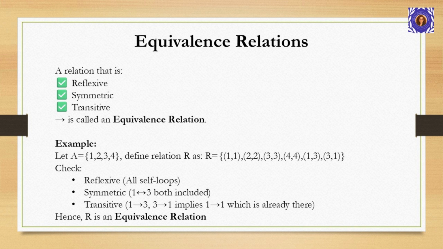Think about modular arithmetic. When we work modulo 5, we consider 7 and 12 equivalent because they have the same remainder when divided by 5. This congruence modulo n relation is a classic equivalence relation that's fundamental to number theory and cryptography.